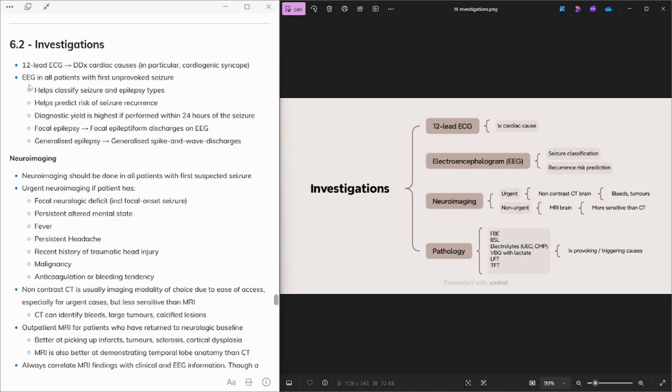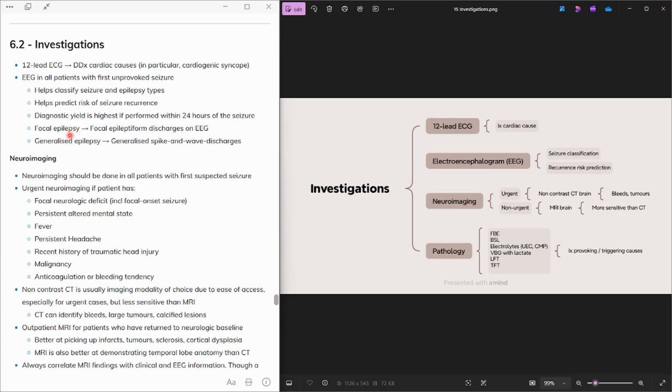We also should do an EEG, an electroencephalogram, in all patients with a first unprovoked seizure, and this is because it helps with classifying seizures and the epilepsy type, so helping with diagnosis. It also helps predict the risk of seizure recurrence, which is very important for prognostication of the patient's seizures. And the diagnostic yield for an EEG is highest if performed within 24 hours of the seizure, though this may not always be practically possible.